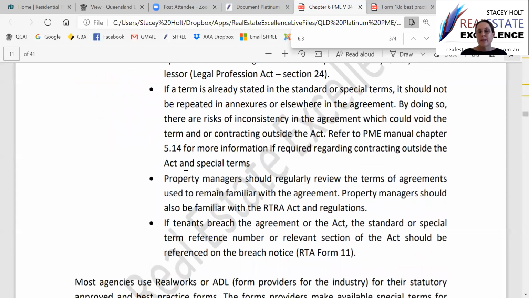As I'm suggesting, one of the purposes of this tip and reminder of the second most important document in our business, the Form 18A contract, is that it is regularly reviewed. Repetition's a key to retention. Understand your core document. And of course, if tenants breach the agreement or contract and they need to be given a breach notice, the standard or special term reference number or relevant section of the Act should be referenced on the breach notice.